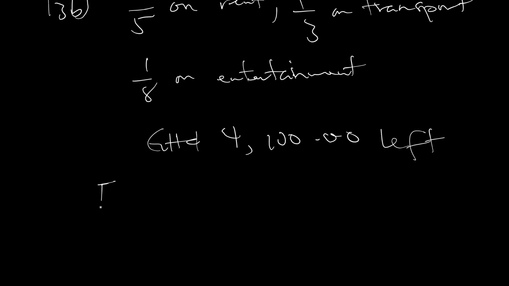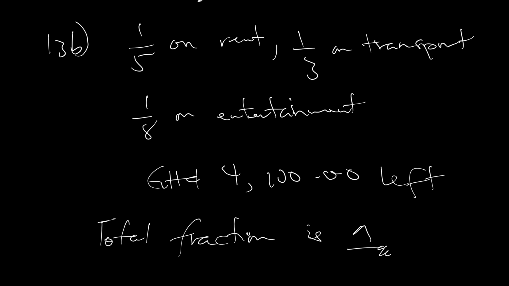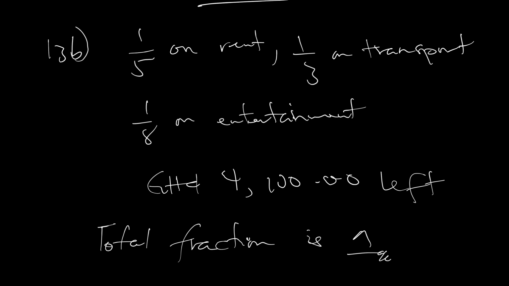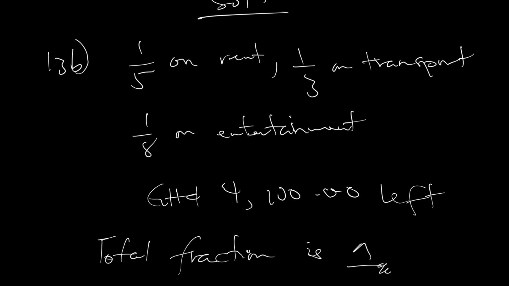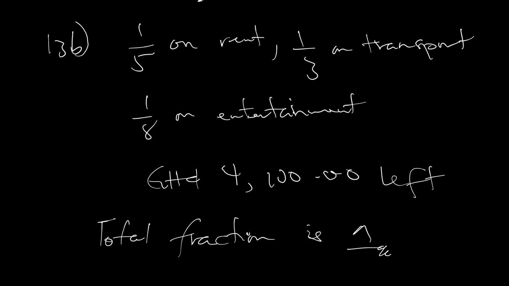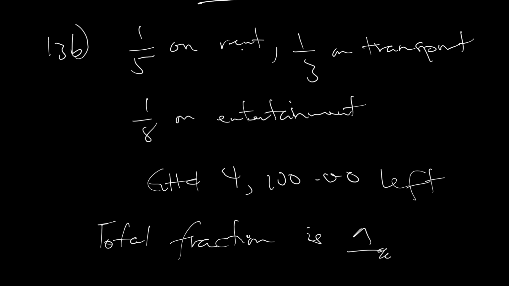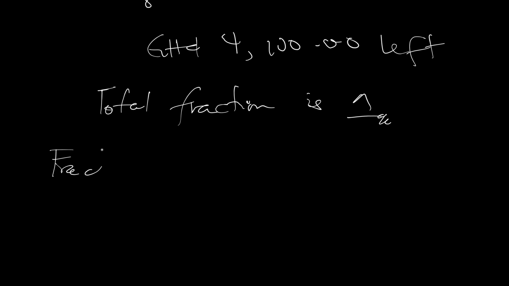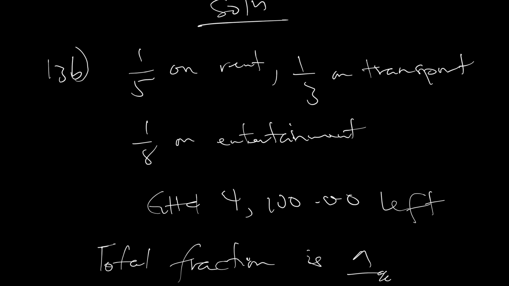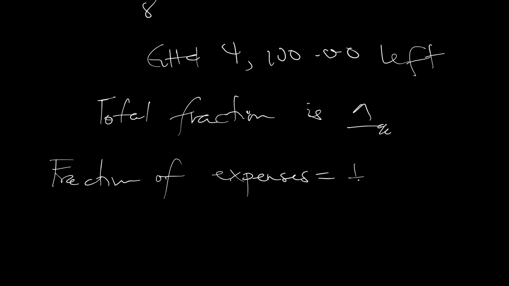So the total fraction is 1. Now let's find the fraction of his salary that he spent on all the expenses. So to find that, we add the fraction he spent on rent, and the fraction he spent on transport, and the fraction he spent on entertainment. So the fraction of expenses will be equal to 1/5 + 1/3 + 1/8.